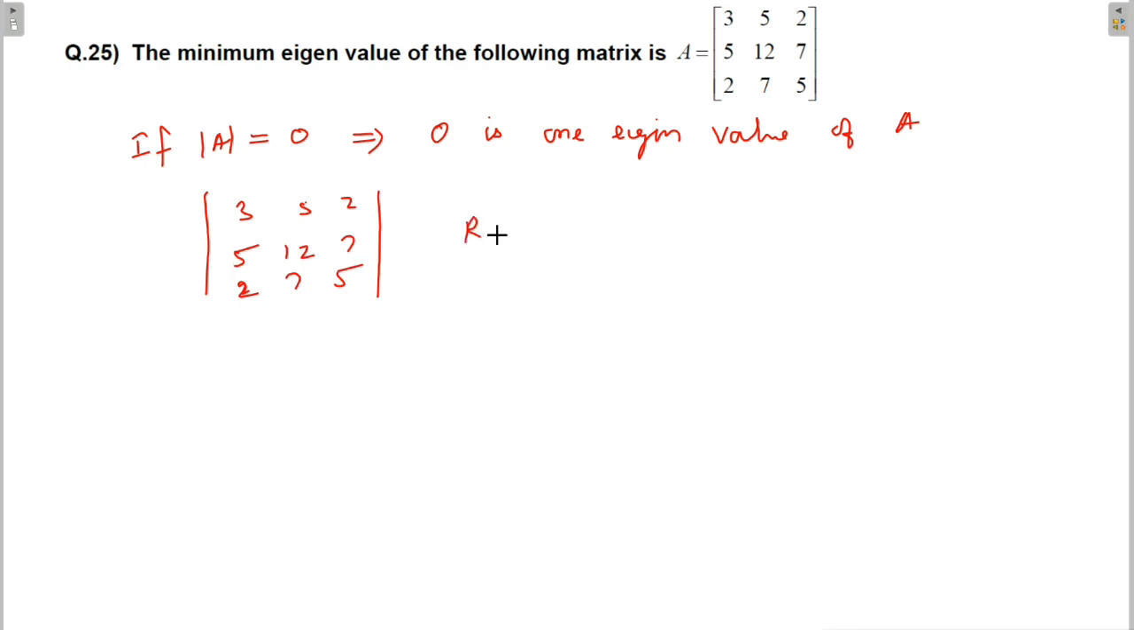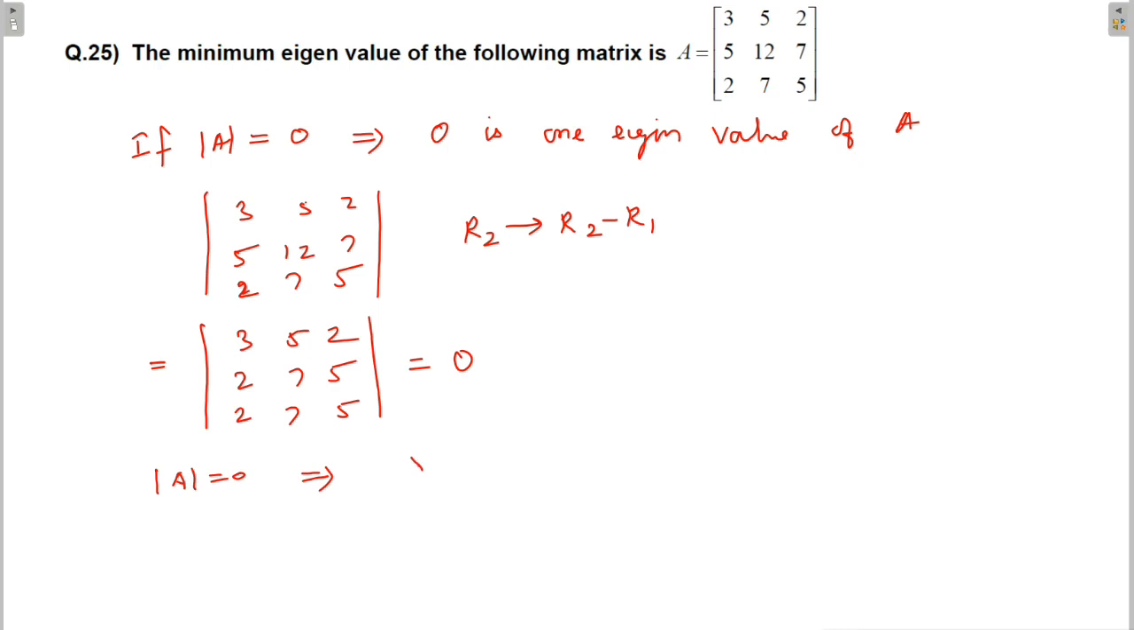Now I am going to replace R2 by R2 minus R1. From that you may get 3, 5, 2, 2, 7, 5, 2, 7, 5. So now try to compare the second and third row. Both are identical. So identical means the determinant of A is 0. So the determinant of A equal to 0 means definitely lambda equal to 0 is one of the eigenvalues. This is the minimum value among the 4 options.